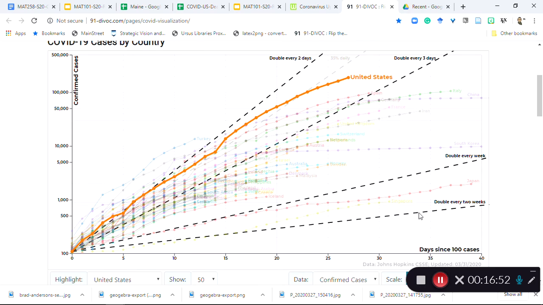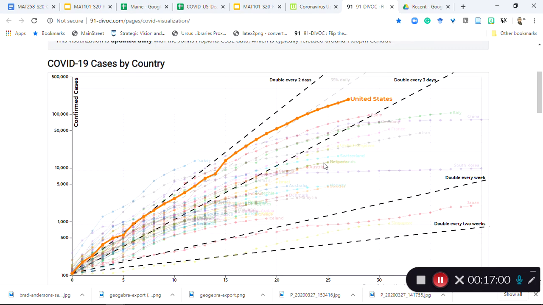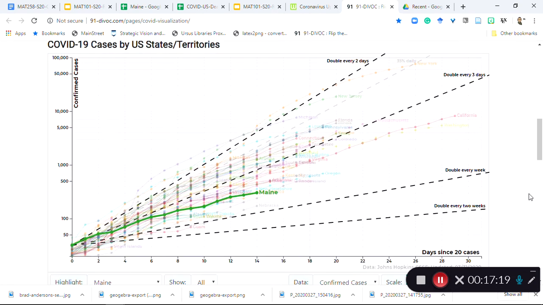So this dotted line is doubling every 2 weeks. This is doubling every week. This is doubling every 3 days. And these are cumulative cases. Right now, the United States is in between doubling every 3 days and doubling every 2 days. Not as bad as some countries like Turkey, not nearly as good as some other ones, say like Singapore or Japan. Now, they do have it for states and territories, and Maine is currently doing a lot better than a lot of other states. You can see New York up here, 35% daily.